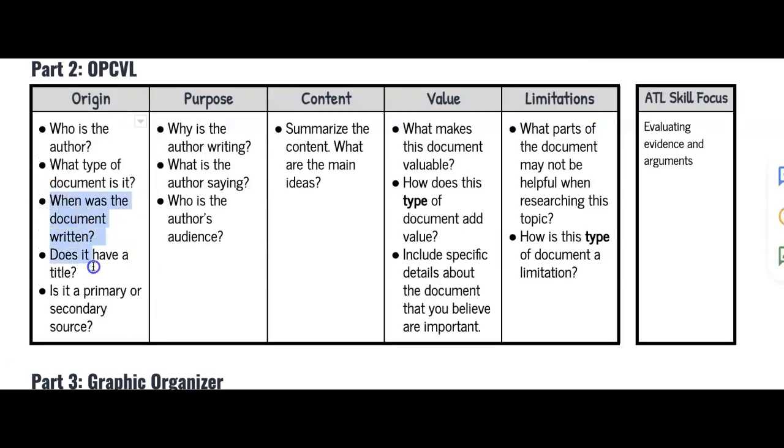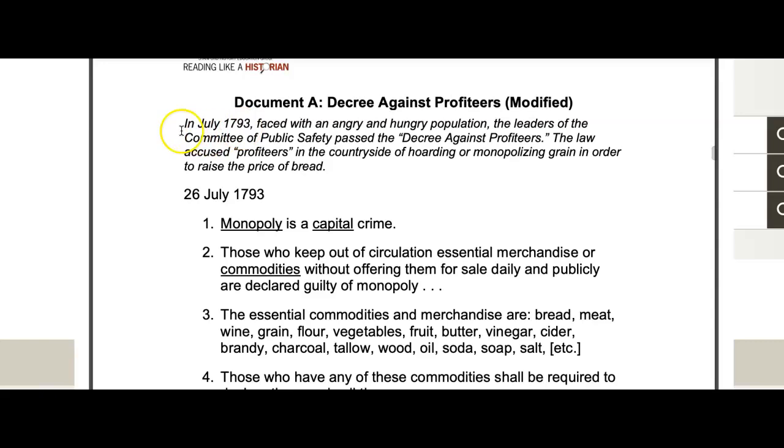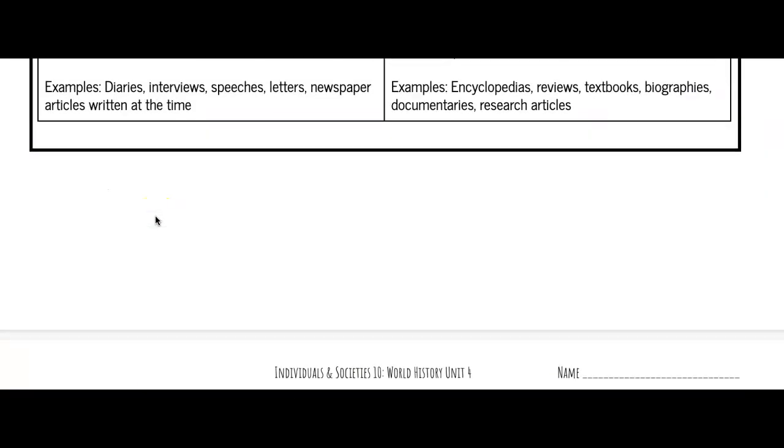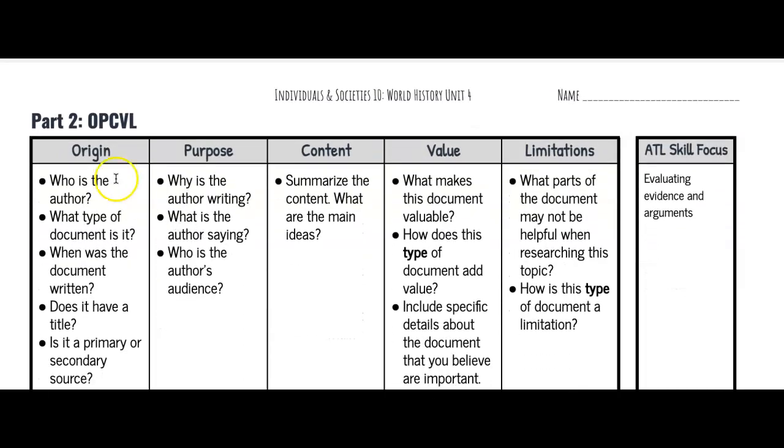And then the answers to these 3 questions I'm going to let you find. They are, when was the document written? Does it have a title? And is it a primary or secondary source? So again, when I look in my document, I should find all of this information in this top section. You will have to make an inference about whether this is a primary or secondary source. And if you need reference on primary versus secondary sources, go to the first page of your notes and check out the difference that you already noted. Pause the video and fill in your whole O origin section now.